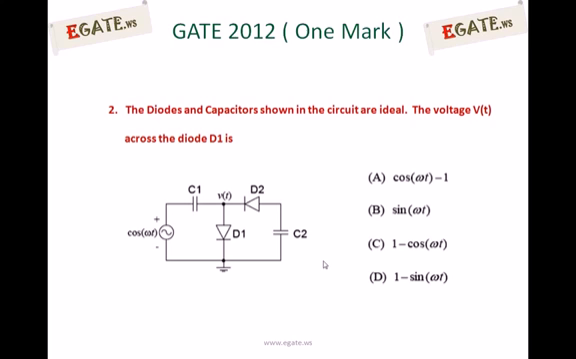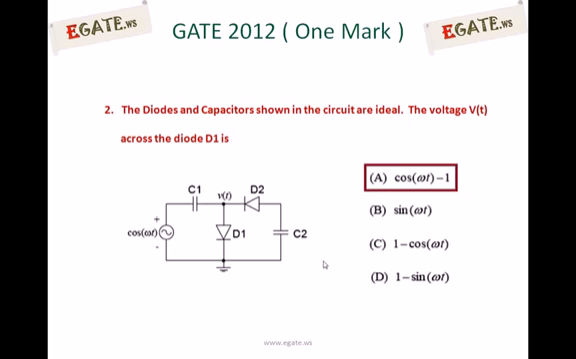V of t is nothing but the voltage across diode 1. So for diode 1, the P side is the positive terminal and the N side is the negative terminal for the voltage V of t. We need to calculate that voltage. The right answer for this question is A, cos omega t minus 1. We'll see the explanation now.